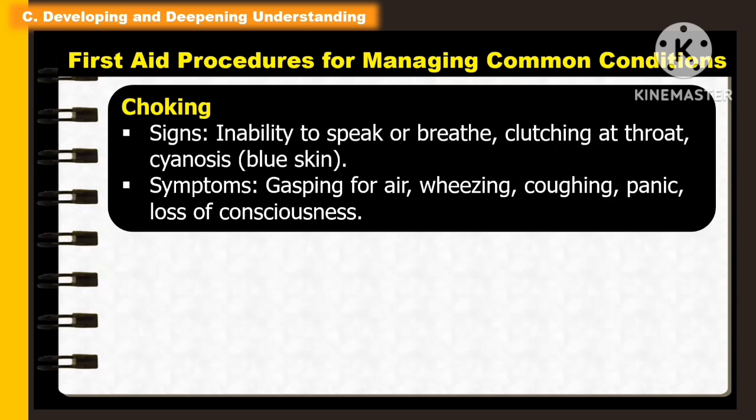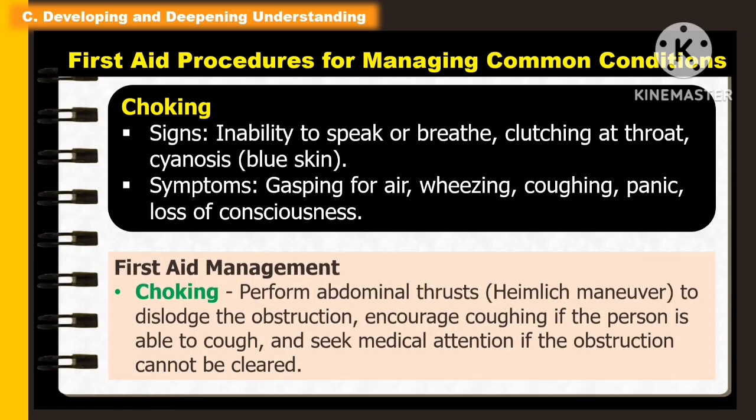Another first aid procedure is the choking. So the following are the signs like inability to speak or clutching the throat, and cyanosis. And the symptoms are gasping for air, wheezing, coughing, panic, and loss of consciousness. And for the first aid management, you need to perform abdominal thrusts to dislodge the obstruction and to encourage coughing if the person is able to cough. And you need to seek medical attention if the obstruction cannot be cleared.